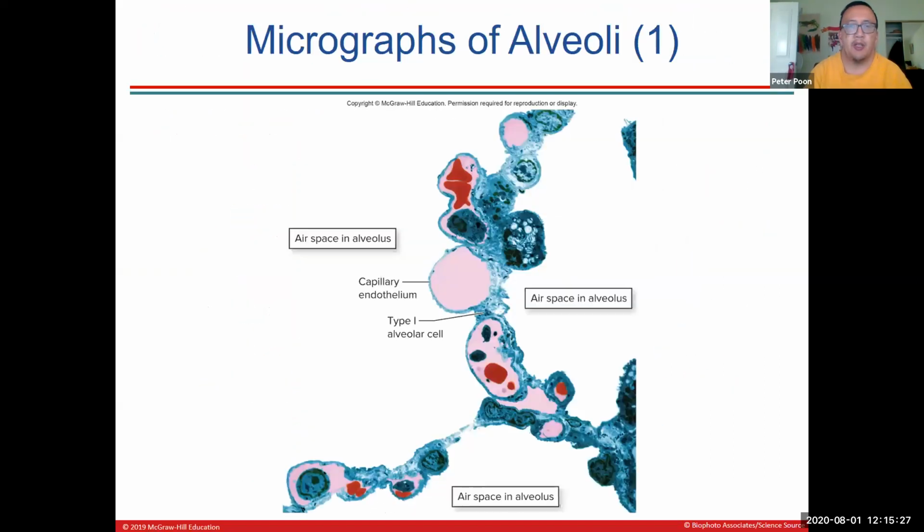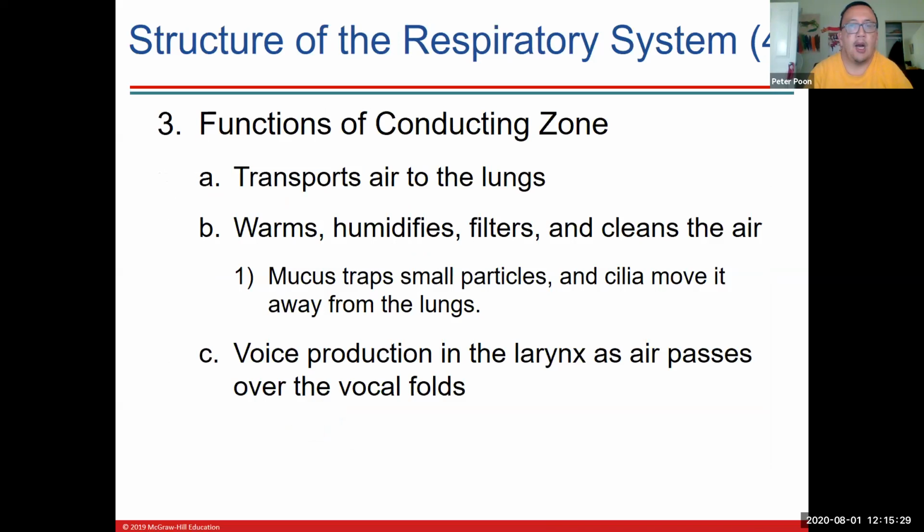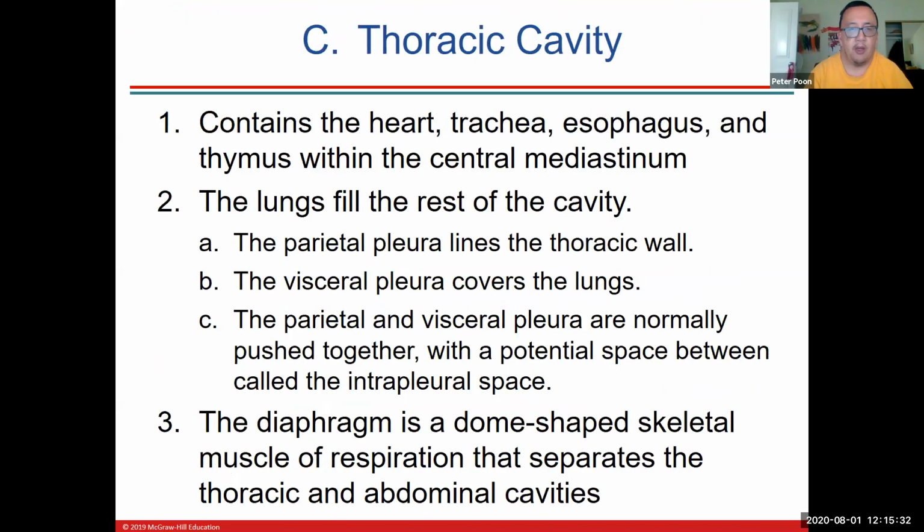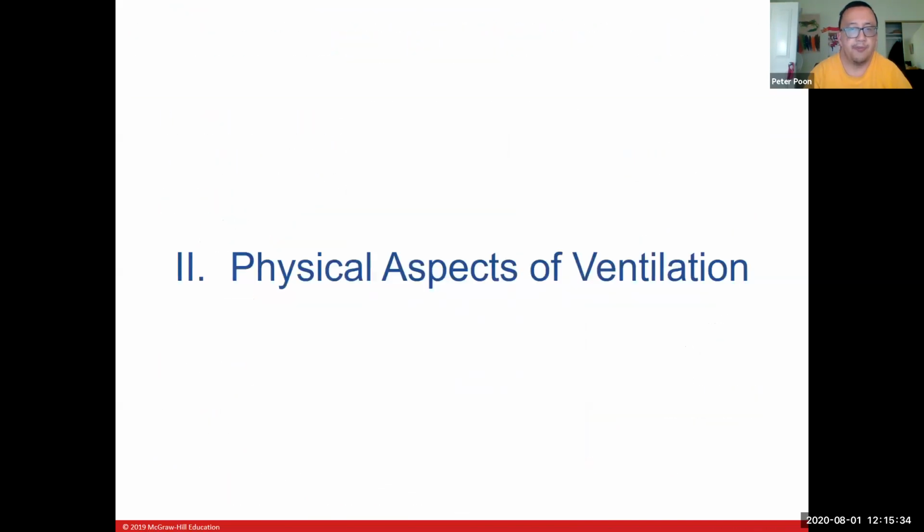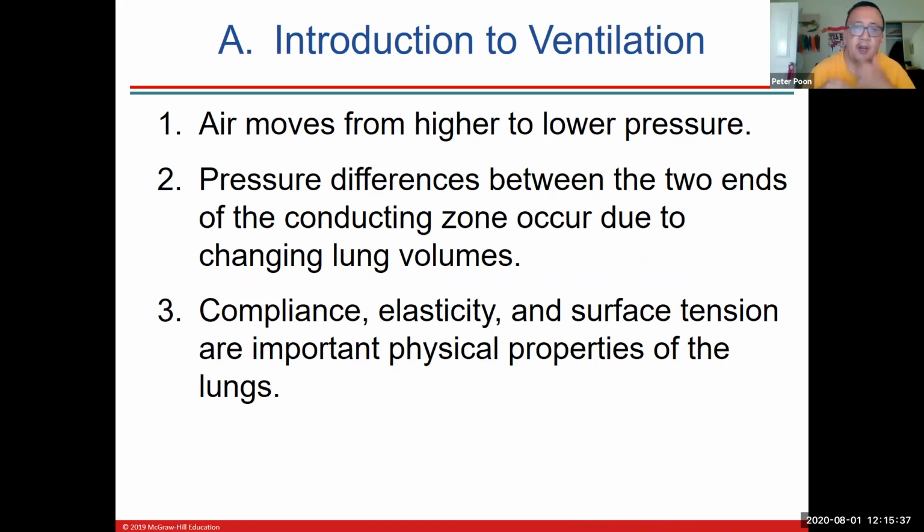Okay, so the respiratory system is pretty straightforward, right? So let's get to where I want to actually go. Okay, so the physical properties of ventilation, okay? Air always goes from higher pressure to lower pressure, okay? Fundamental law of physics. The pressure difference between the two ends of the conducting zone occurs due to changing lung volumes, okay? So compliance and surface tension, we'll go into each one of those, okay?